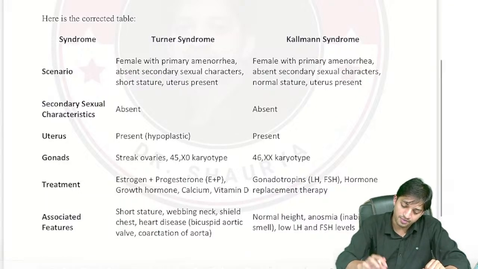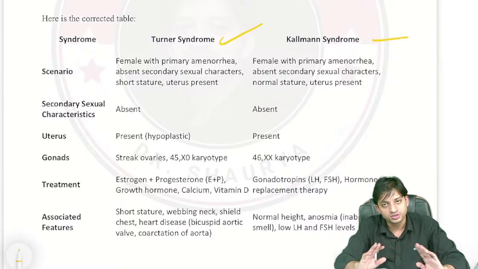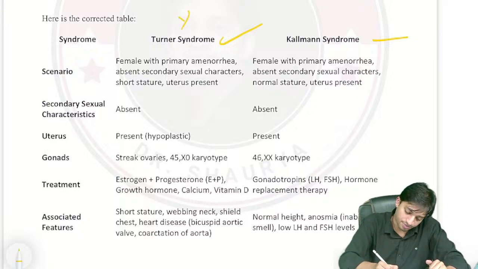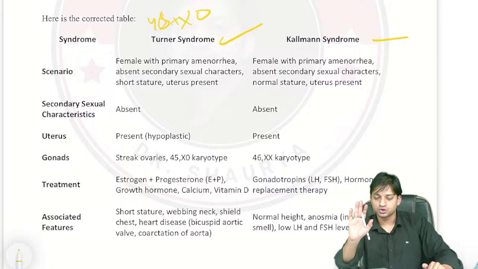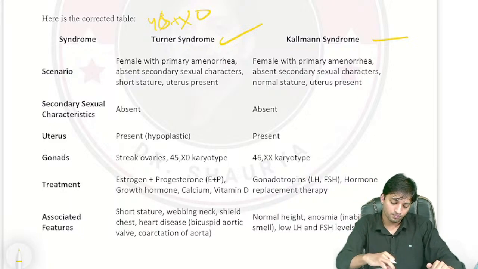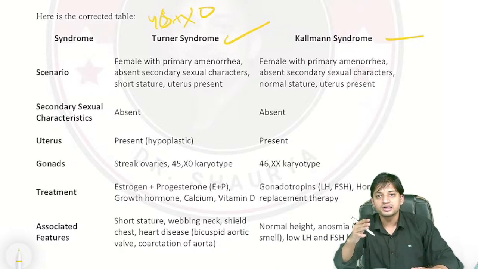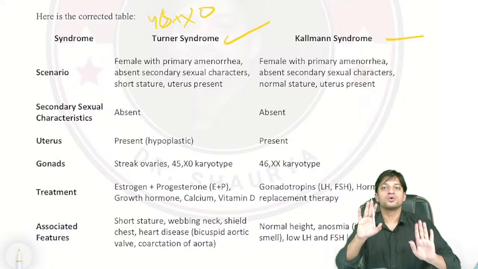Now just have a look, guys, at the difference between Turner syndrome and Kallmann syndrome. Two very important syndromes that they have asked you. In Turner, you already know the genotype is 45XO or 46 comma XO, both are the same. The uterus will be hypoplastic, secondary sexual characters will be absent. They will give you a photo of the female.